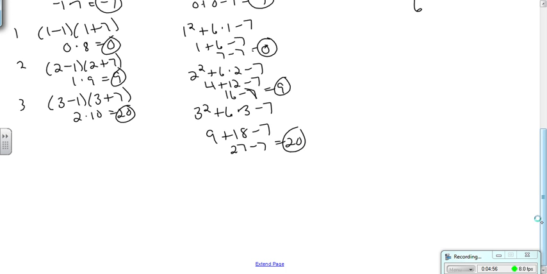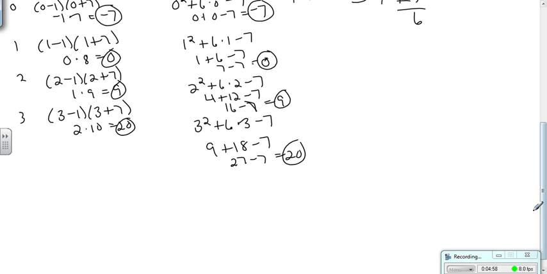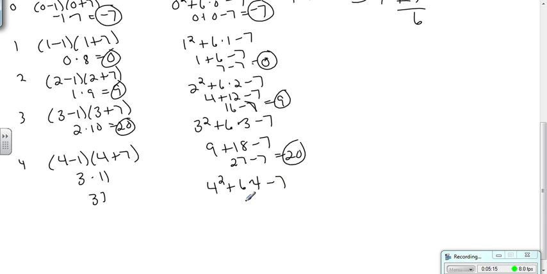And the last one they wanted you to check was a 4. So if I plug in a 4, I would do 4 minus 1, and 4 plus 7. So that's 3 times 11, so that's 33. Here I would do 4 squared plus 6 times 4 minus 7. So 4 squared is 16 plus 24 minus 7. So 16 plus 24 is 40. 40 minus 7 is 33. So I got 33 both times.